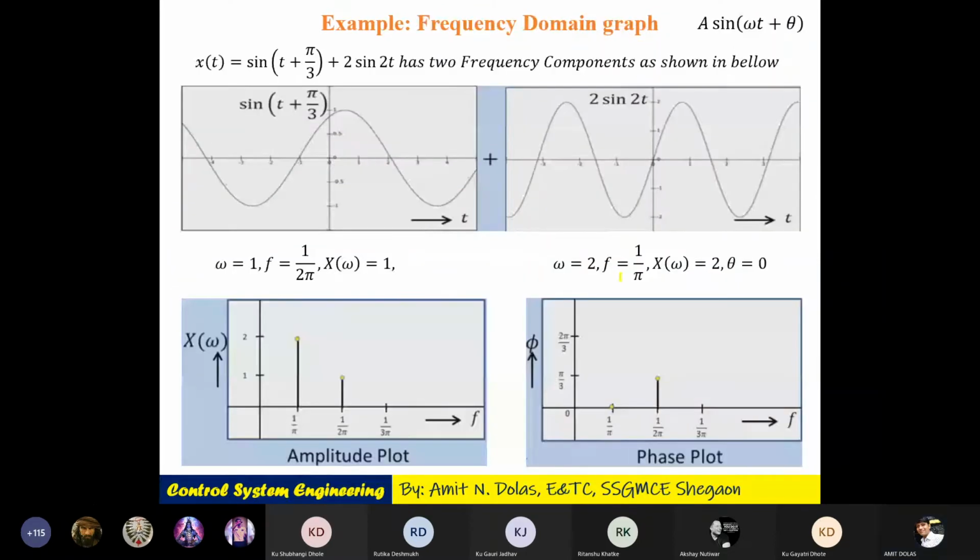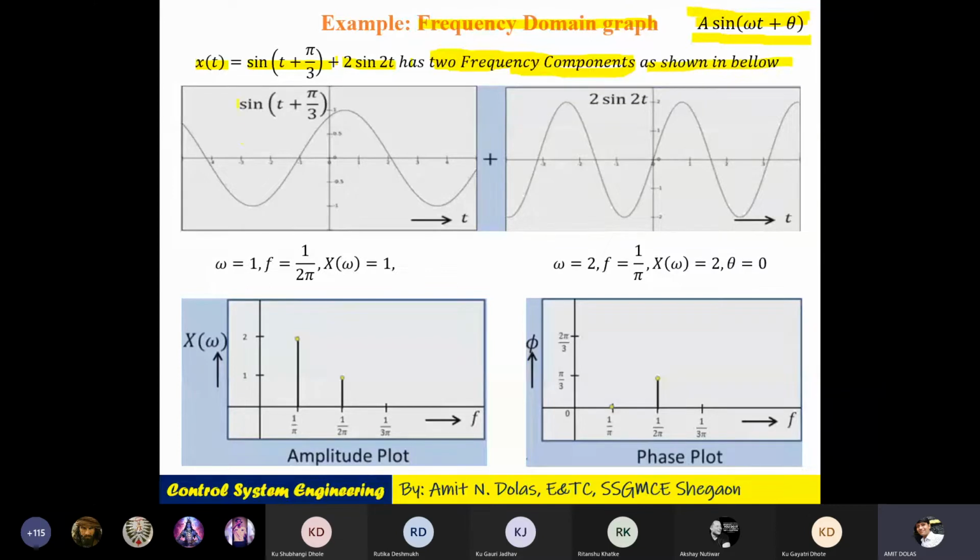Moving ahead, an example of the frequency domain. We have not changed the signal; the signal is the same. This is just the format at the top corner of the PPT, where A is the magnitude: A sine omega t plus theta. A is the magnitude, omega is there, t is time, and theta is the phase shift. So there are two different frequency components, and these are separated now. X of t is sine of t plus pi by 3 plus 2 sine of 2t, which has two frequency components. Of course, both frequencies are different.